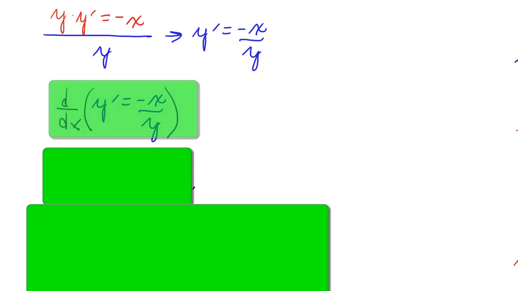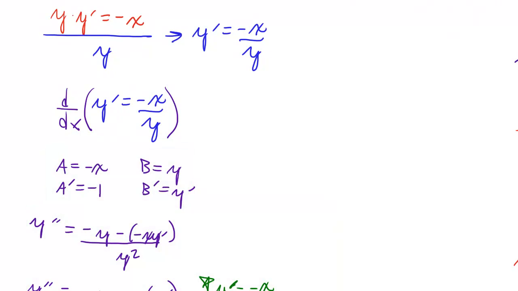We have to differentiate again with respect to x. So on the right-hand side, I have negative x over y. I'm going to use quotient rule. I want to be very careful, set up my a's and b's. So I have a equals negative x, a prime equals negative 1, b equals y, b prime equals y prime. So then on the left-hand side, we're left with y double prime, the second derivative.